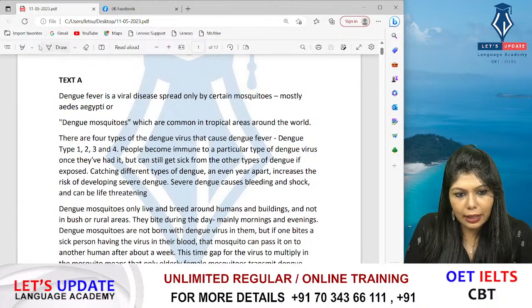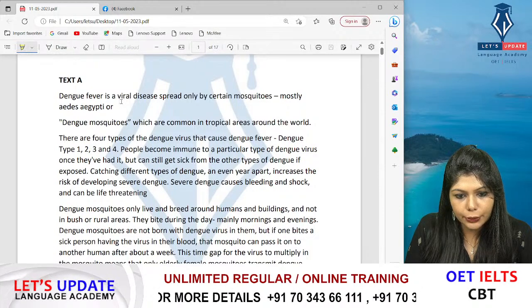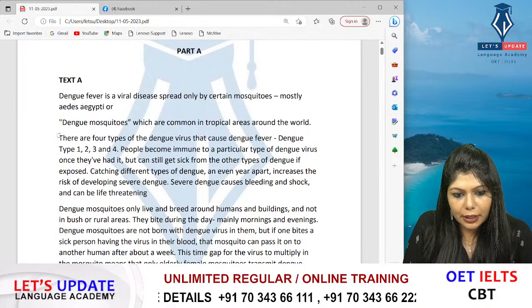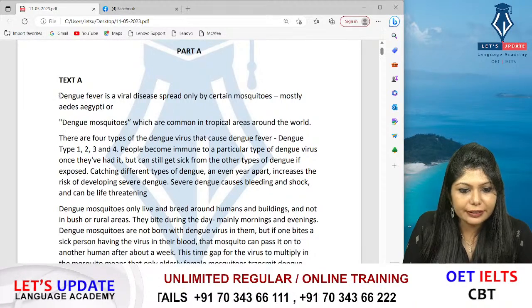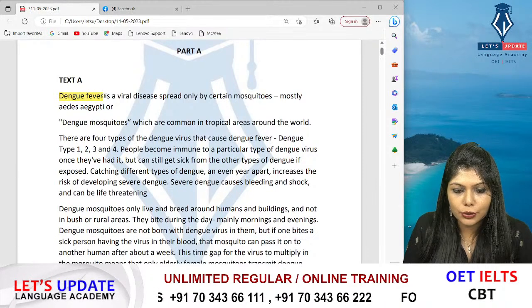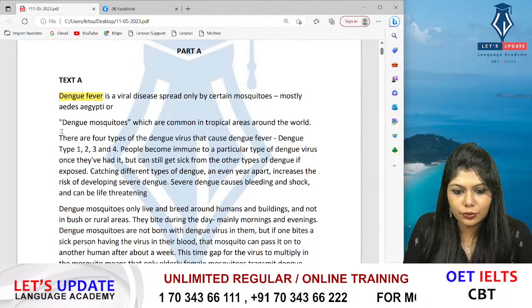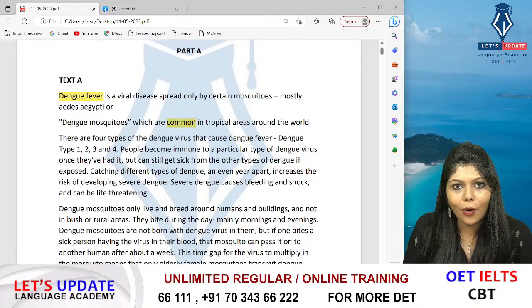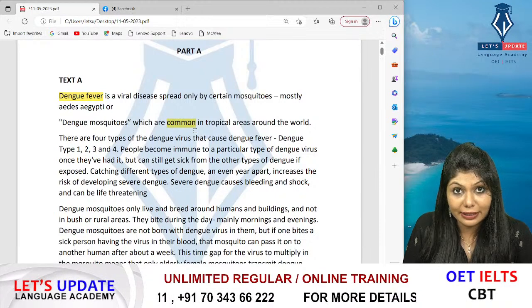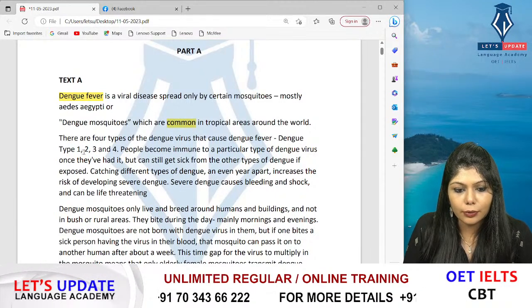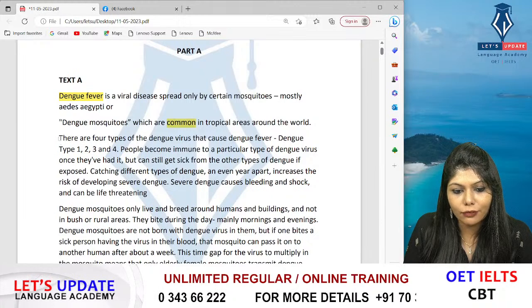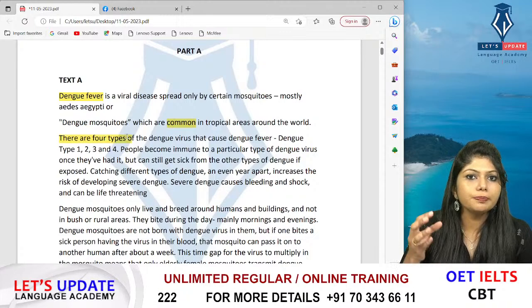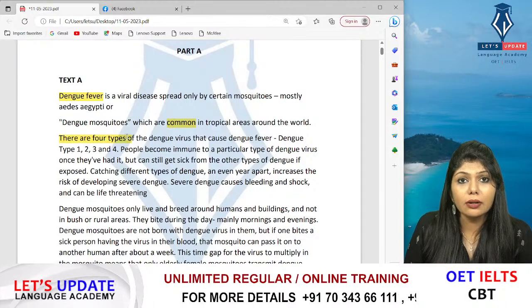So we'll highlight whatever we think is important, which is going to be easier for us. This is the definition of dengue fever, so I'll highlight this part so that you know there is a definition over there. And where is it common? I'll highlight the word common, so in case there is a question like that, you will know where it is. And then there are 4 types, so regarding the types also, I'll add that information.